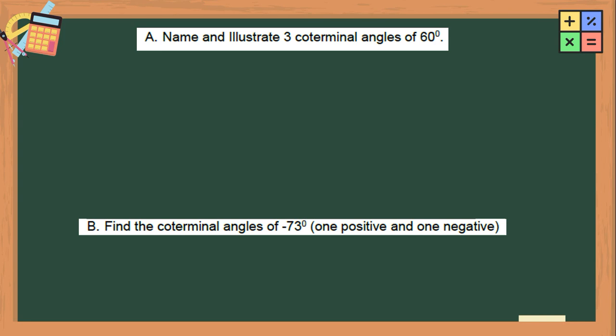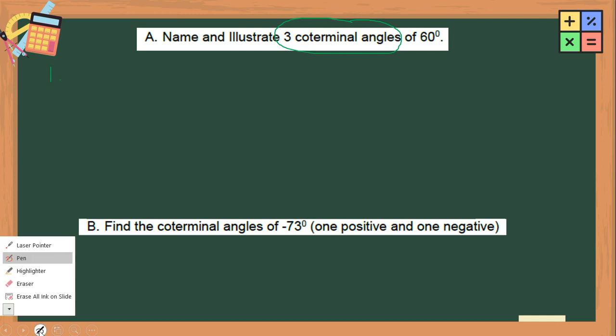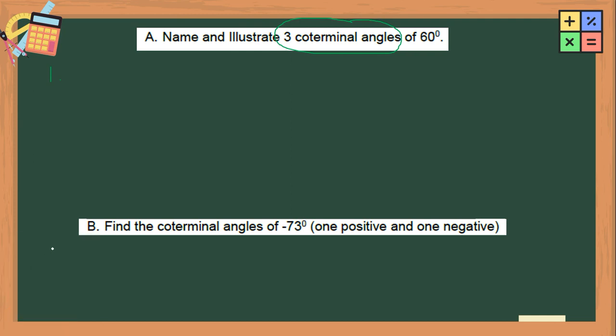Dito tayo. Name and illustrate 3 co-terminal angles of 60. So, bigay daw tayo ng tatlong co-terminal angles ng 60. O, ano yung una? Ibigay sa akin yung unang co-terminal angles ng 60. Pwede nyo magbigay ng negative, pwedeng positive. O, bigyan nyo ako ng dalawang positive at isang negative. Answer?